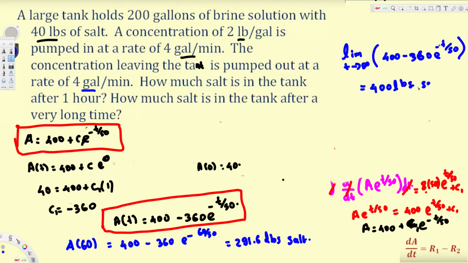And this makes sense because if you look at the initial condition, the pump in rate and pump out rate are the same, right? 4 gallons per minute, 4 gallons per minute, and initially we had 200 gallons, and the concentration in is 2 pounds per gallon. So 200 gallons multiplied by 2 pounds per gallon is going to give us 400 pounds of salt. So from this one we can already verify this answer.